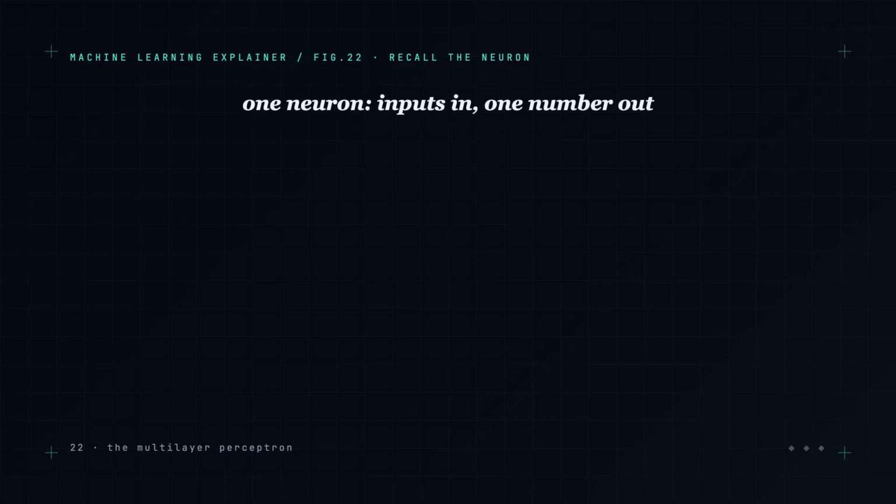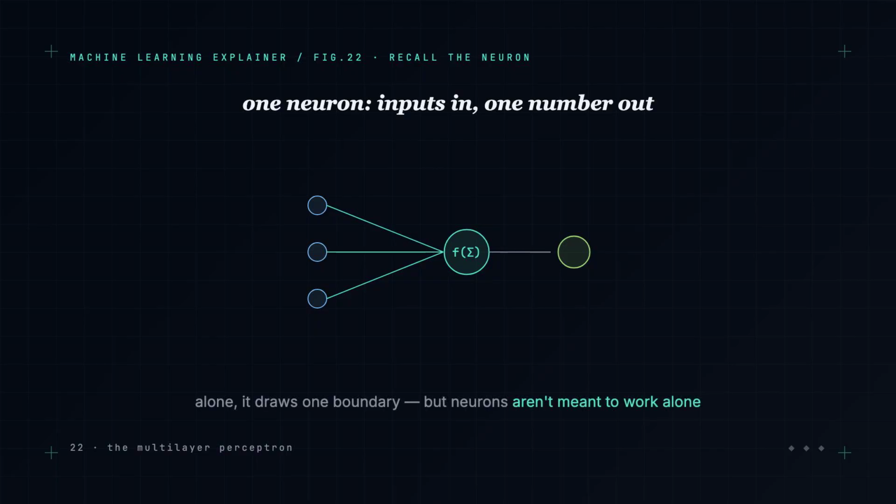Start with what we know. A neuron takes inputs, multiplies each by a weight, adds them up, adds a bias, and passes the result through a nonlinear activation. Inputs in, one number out. On its own, it can only draw a single boundary, but neurons were never meant to work alone.